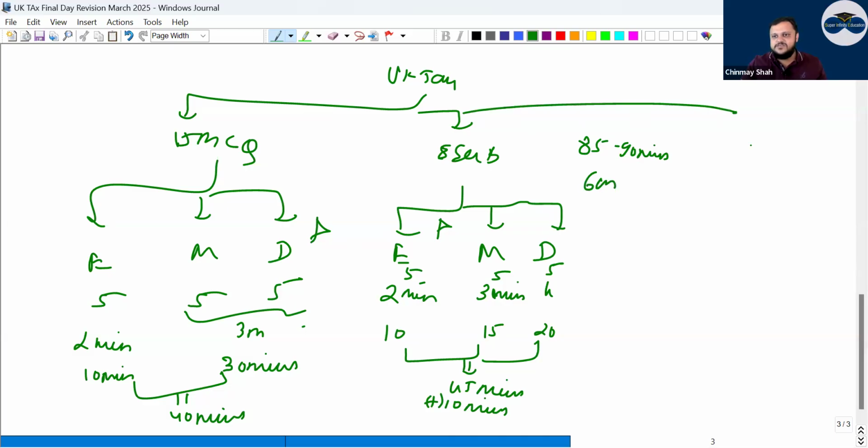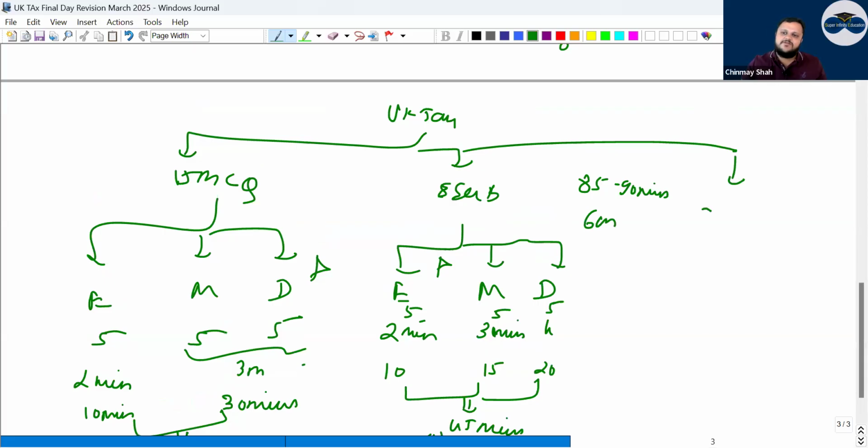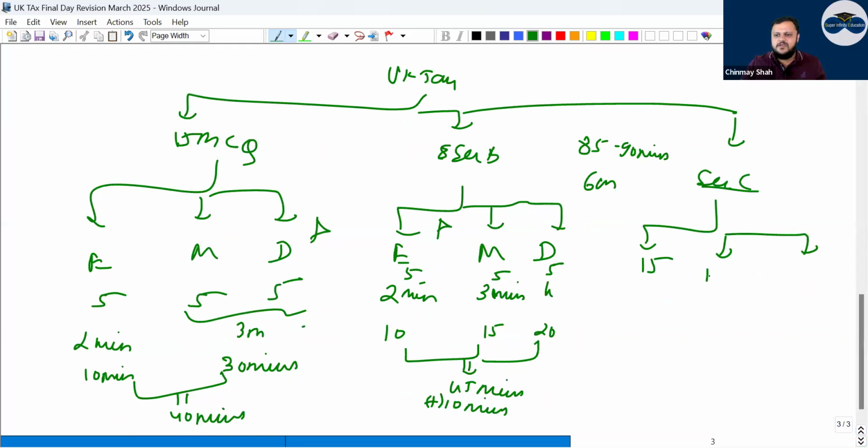Now, when you enter Section C, on average you have 3 questions, right? One question is surely going to be employment. 100%. Take it from me in writing, 100% it is going to be employment. So 15, 15 and 10. One question you will do easily. Let me give you 2 minutes per mark. So 30 minutes here, 30 minutes here and 20 minutes here. So how much is it? 80 minutes plus 90 minutes.